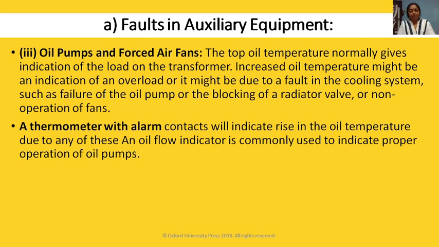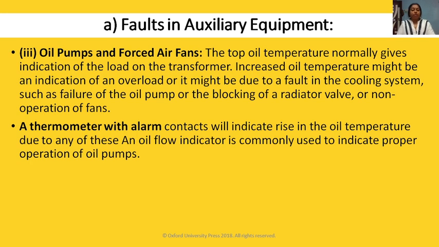The top oil temperature normally gives indication of the load on the transformer. Increased oil temperature might be an indication of an overload, or it might be due to a fault in the cooling system, such as failure of oil pump, blocking of radiator valve or non-operating of fans. A thermometer with alarm contacts will indicate rise in the oil temperature due to any of these. An oil flow indicator is commonly used to indicate proper operation of oil pumps.